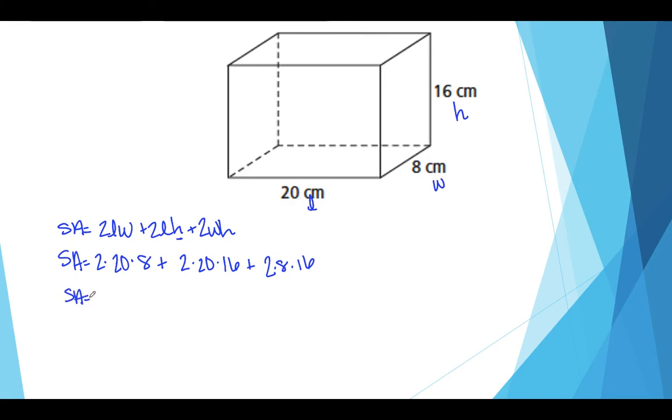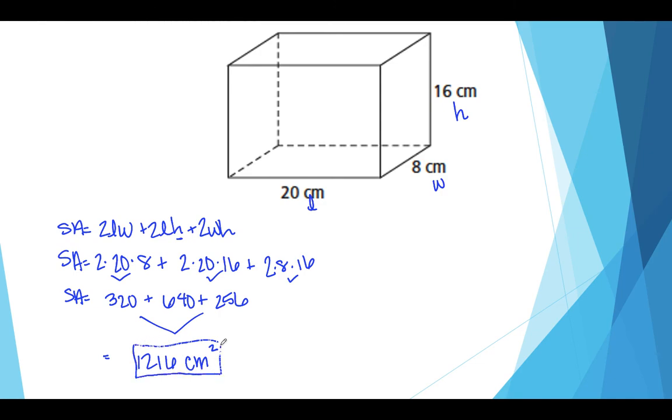Now I like to simplify each section of products first so that I don't make a mistake when I'm adding them together. So 2 times 20 times 8 is 320. 2 times 20 times 16 is 640. And 2 times 8 times 16 is 256. And then the last thing we need to do is add all those together, and you get a total surface area of 1,216 centimeters squared, because remember we said this is the area of all of the outside faces and bases of the box.